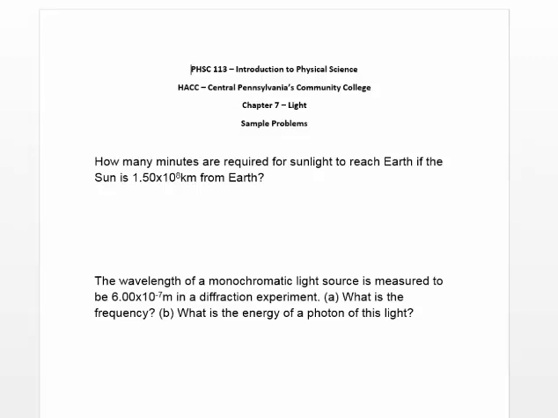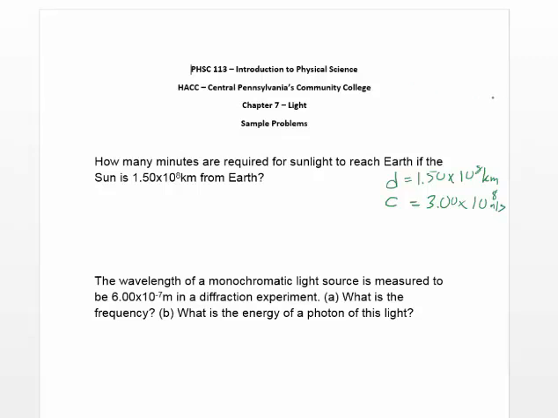Our first problem asks how many minutes are required for sunlight to reach Earth if the sun is 1.5 times 10 to the 8th kilometers from the Earth. Now, as we always do, let's start off with what we know. We know the distance is 1.50 times 10 to the 8th kilometers. Is that everything we know? Actually, there's one other thing we know that will be very useful in this problem, and that is the speed of light. The speed of light is 3 times 10 to the 8th meters per second.